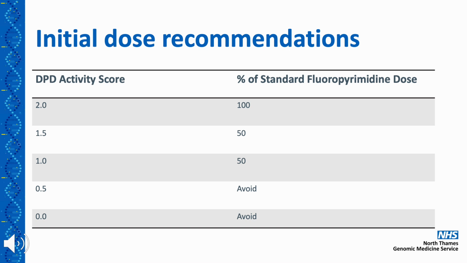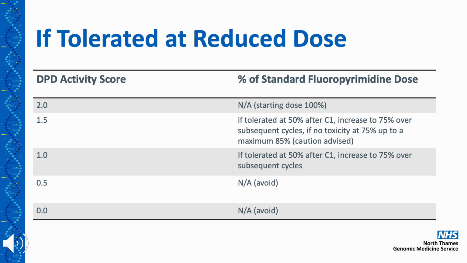Here are dose recommendations based on activity scores. Normal metabolizers have a score of 2 and can receive a standard dose of fluoropyrimidine. Those with an activity score of 1 or 1.5 are intermediate metabolizers and receive a 50% dose. Those with an activity score of 0 or 0.5 are poor metabolizers and fluoropyrimidines are not recommended. These are UK SAC guidelines, but also refer to local guidelines. This shows how in intermediate metabolizers, doses may be increased after cycle 1 up to 75% over subsequent cycles, and in those with an activity score of 1.5 up to a maximum of 85% over subsequent cycles.